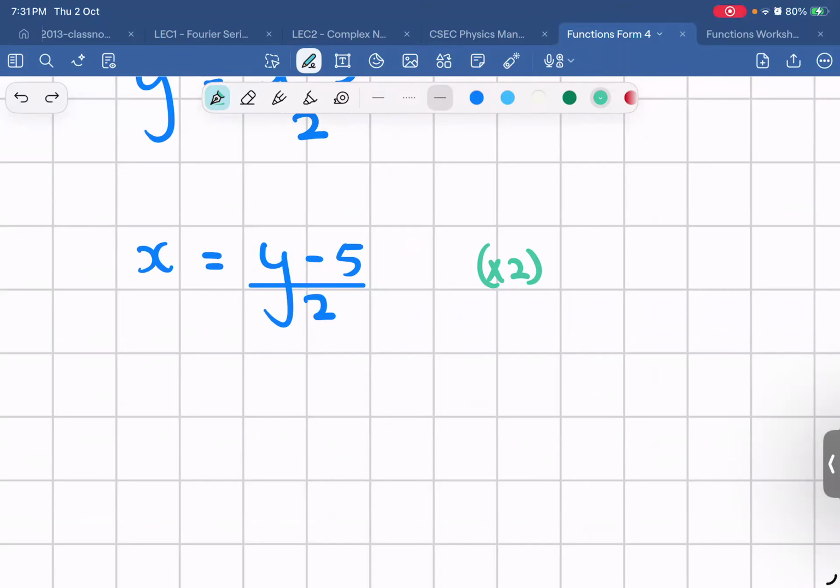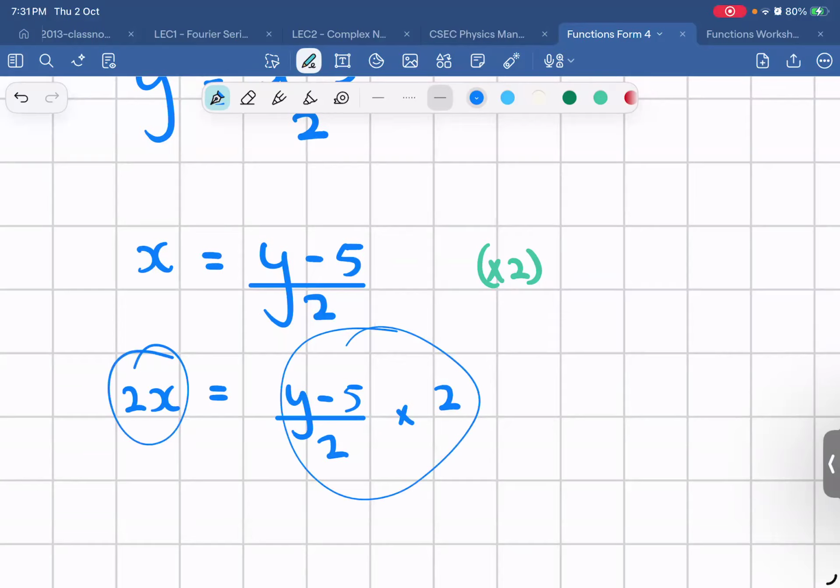Let me show you what I mean. So here we're going to multiply both sides by 2. So 2 by x is 2x. And on this side, wouldn't that look like y minus 5 over 2 multiplied by 2? Yeah, because I'm multiplying by 2 on both sides. So we have divide by 2, multiply by 2. What's going to happen over here?